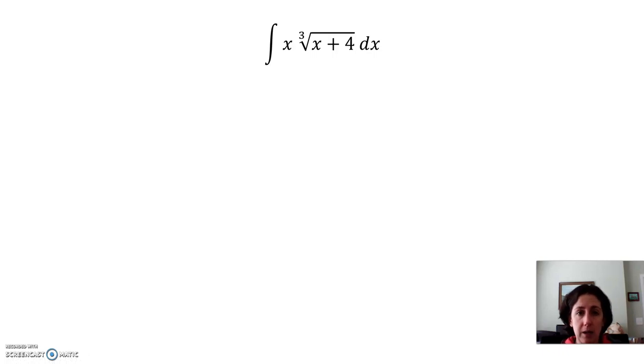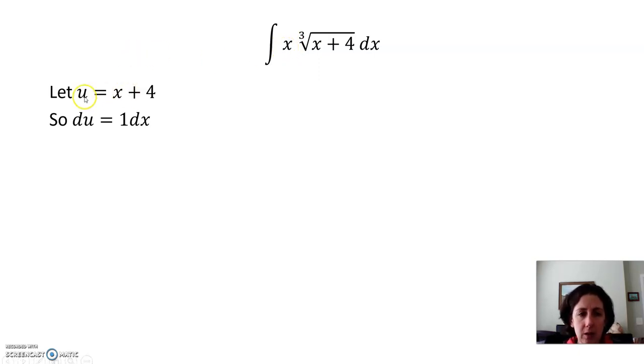Let's try another one. The integral of x times the cube root of x plus 4 dx. So as we can see here, what we talked about is we probably want to choose what's under the radical, or what's all being raised to a power, to be u. But the problem is that du is 1 dx. So now I have this extra x here. That's going to pose an issue.